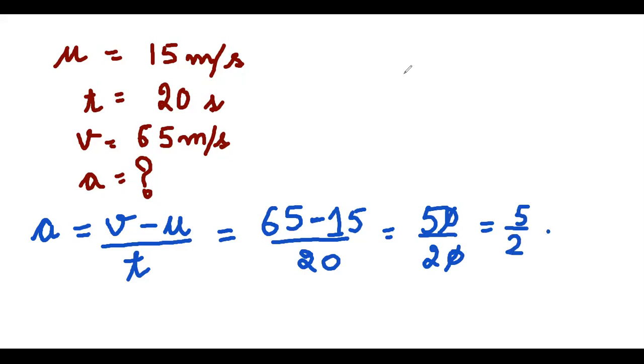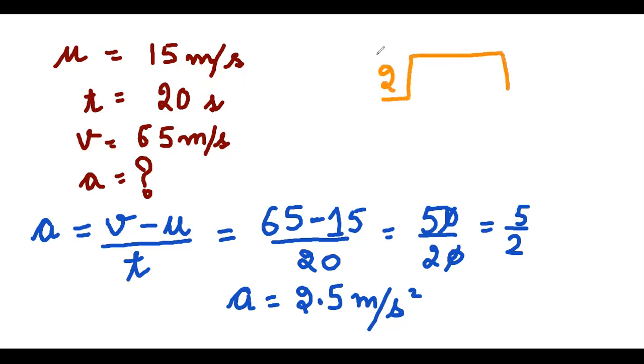You are not supposed to keep the answers in fractions. So acceleration, if you divide 5 with 2, you get it as 2.5 meter per second square. I hope you all know how to divide and get the answer in decimals. You have to write down the denominator as the divisor and 5 will come in the dividend.